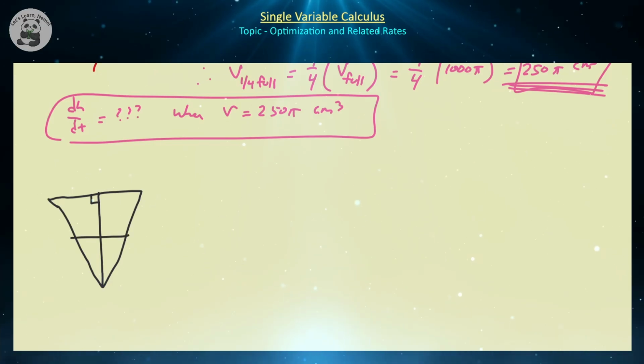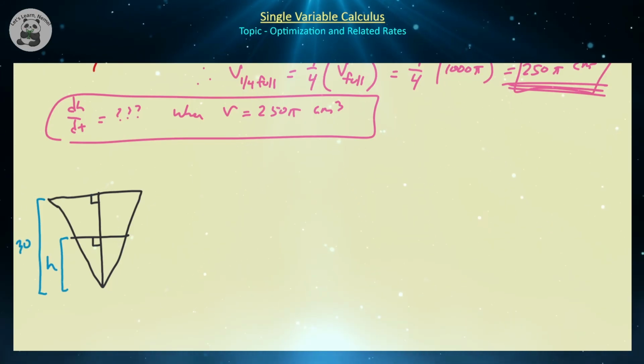And let's also assume that this is the height at the point for which we're interested in, right? So we know that our initial height is going to be 30. This particular height is equal to h. This particular radius here is going to be equal to 10, and this particular distance here is r.